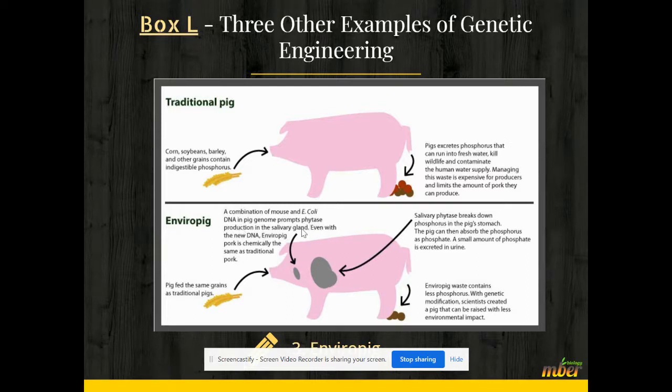an enzyme that is produced in the salivary gland. The new DNA in EnviroPig pork is chemically the same as traditional pork. So the pig is fed the same grains. However, because it has this enzyme, it's not going to produce as much phosphorus. The phosphorus is capable of being broken down and absorbed, and then it's not going to be dropped into the water supply.